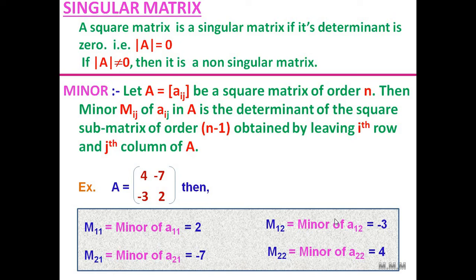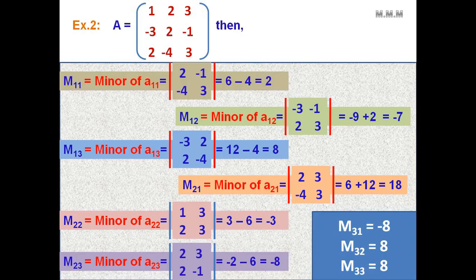m21 will be a21 here. The second row and first column will be left, minus 7. m22, minus of a22 will be 4. Now we are going to find the minors of a matrix of order 3 by 3.